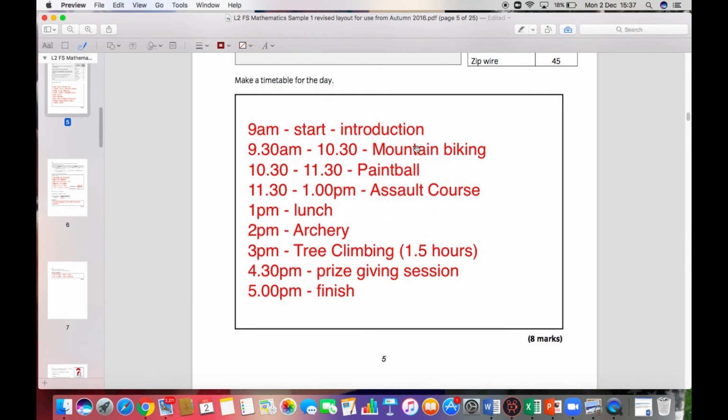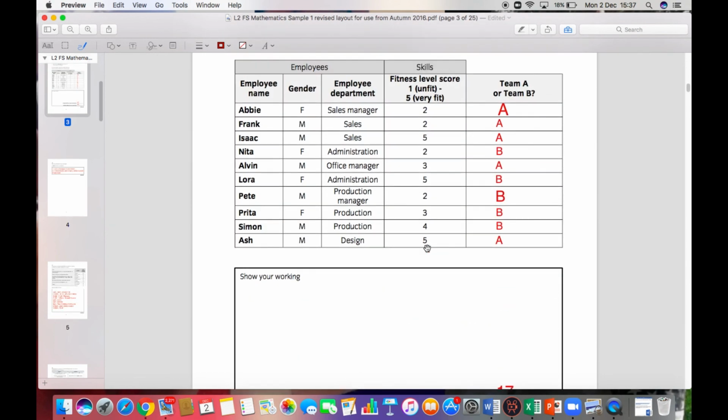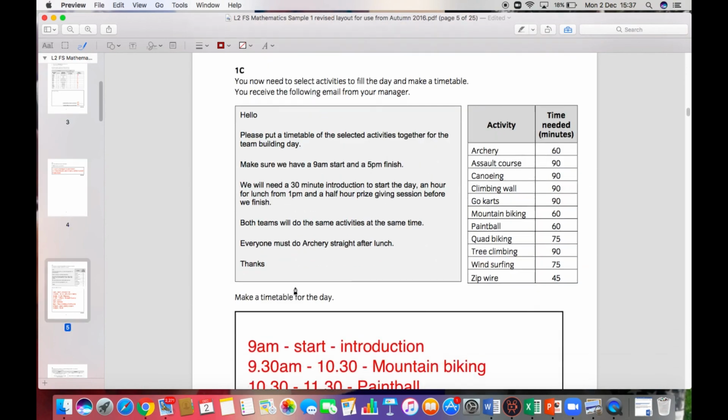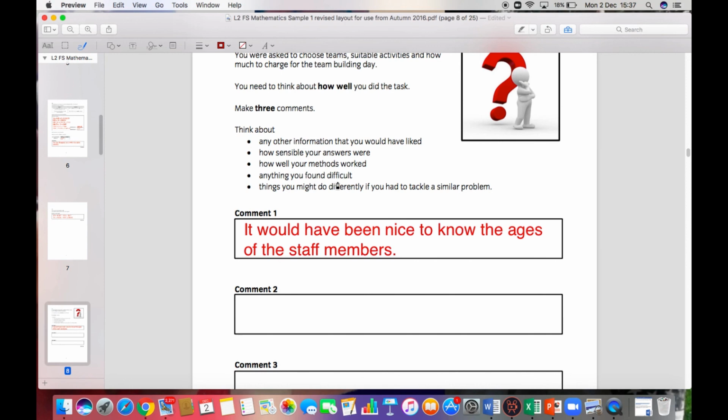Why is everything so physical for such a short amount of time, really? But then again, it depends how much of it you'll actually be doing. If you're mountain biking for an entire hour, then you go and play paintball for an entire hour, you're not going to want to do an assault course for an hour and a half. So is anything like that that you want to think about? I'm just trying to think if there's anything else up here. Yeah, so ages, we already know fitness level and gender. Anything else that you would have done differently? Or anything you found difficult?